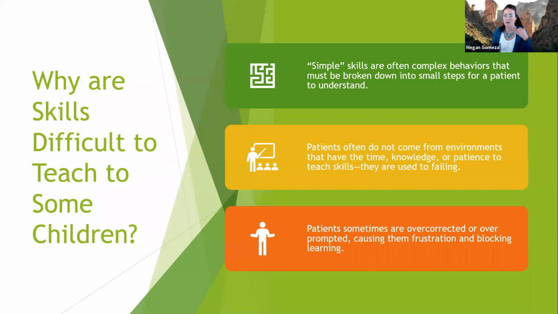And the other thing why skills are difficult to teach to some people is because people that have had struggles learning skills are often overcorrected, told they're doing it wrong too much, or they're over prompted. So they're told and told and told to do something without the appropriate skills to plan that response, and they get frustrated, so it blocks learning, adult learning in particular.